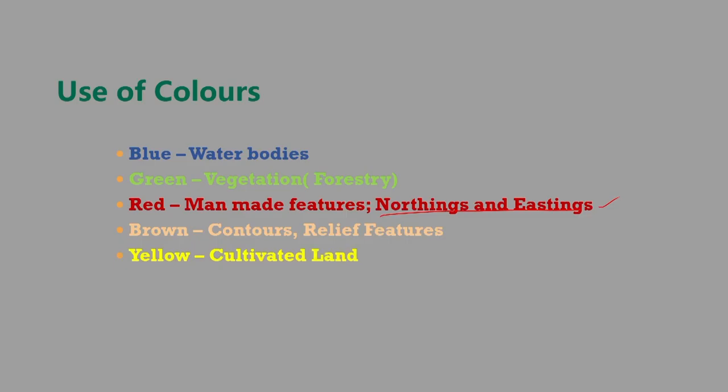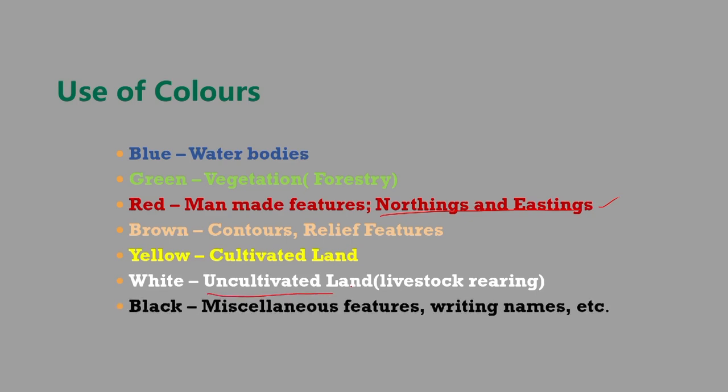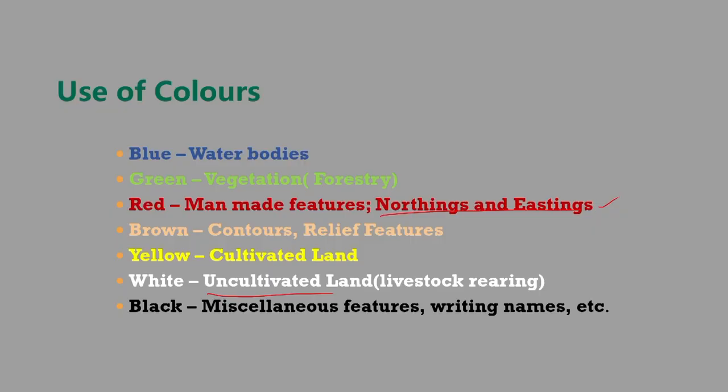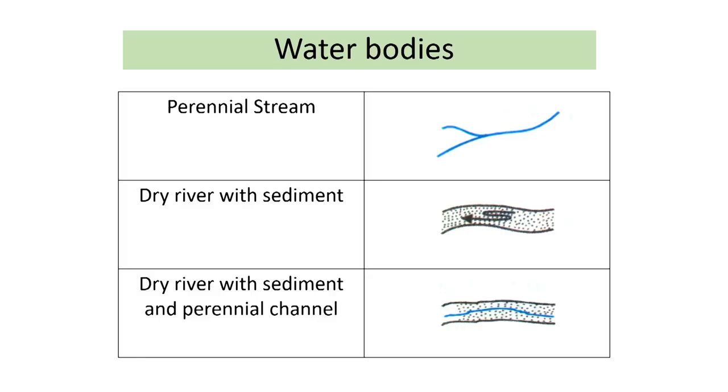Yellow color generally shows cultivated land, agricultural area. White color shows uncultivated land, as you see. Black color shows names: whatever we write, the settlement area name, height name, we will mention in black color. Yes. Now, next, water bodies, an important physical feature which helps us to live.